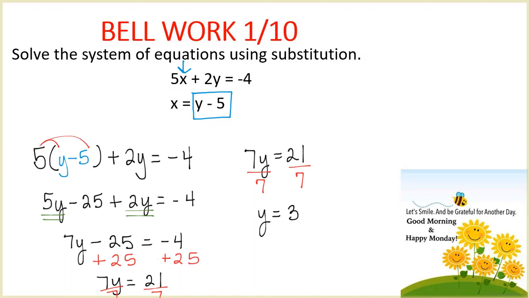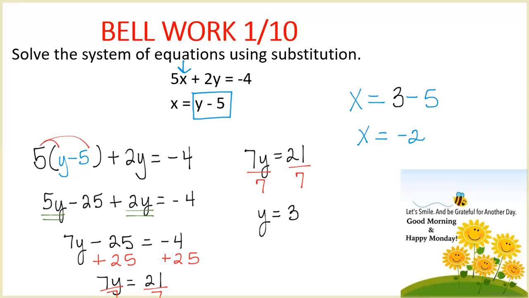And now we need to find x. And to find x, we go back to one of these two equations. And I always like to use, if I have this one that says x equals, then I'm going to use this one because that's set up for x. So x equals y, which we figured out is 3, minus 5. And 3 minus 5 is negative 2.